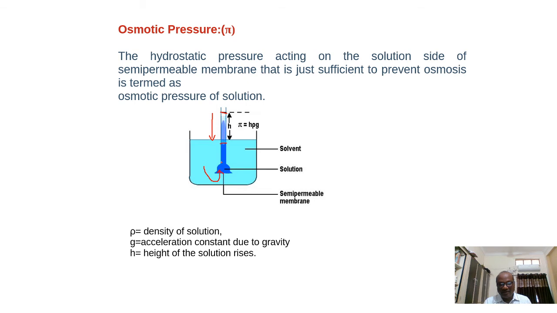At that equilibrium, H is the height of the column, so we can calculate the extra pressure that arises on the solution due to the increase in the height of the column. What is this extra pressure? Pi. Pi is equal to h rho g. H is the height of the column, rho is the density of the solution, and g is the acceleration due to gravity. With the help of this formula, we can calculate the pressure which is developed on the solution because of the osmosis process.